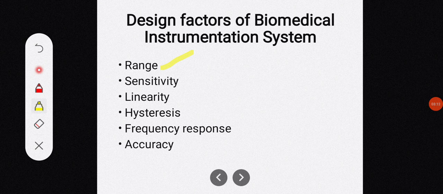And what should be the objective of a biomedical instrumentation system regarding the range? That biomedical instrumentation system should have a wide range. The desirable property is that it should be able to reliably measure from the smallest amplitude of that physiological parameter to the largest amplitude of that physiological parameter. So the range of a good biomedical instrument should be large.